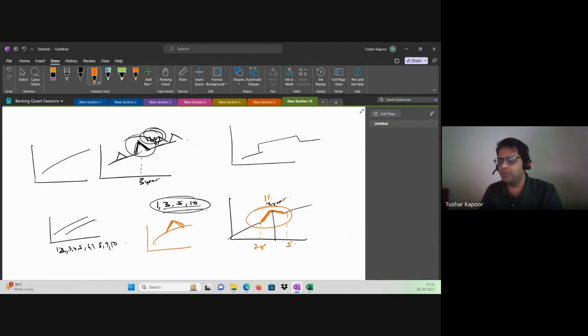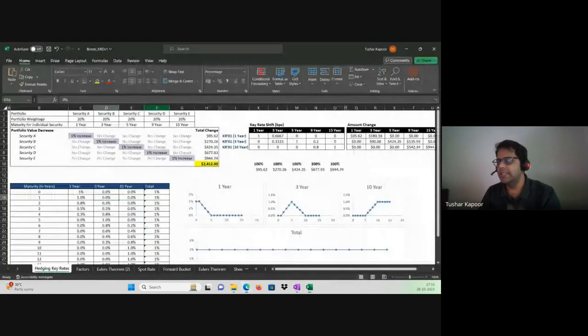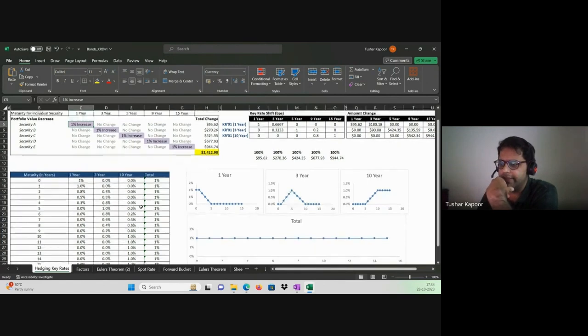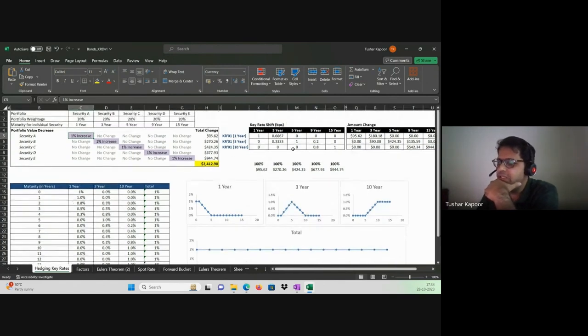Right. Now coming back to this example where you have four securities, the portfolio weightage of these is given. Let's say there is a security one which is expiring in 1 year. There's a 1% increase, and that's where we are talking about a 1% increase. Right. Now the key rate shift that we see here is in the 1 year range.